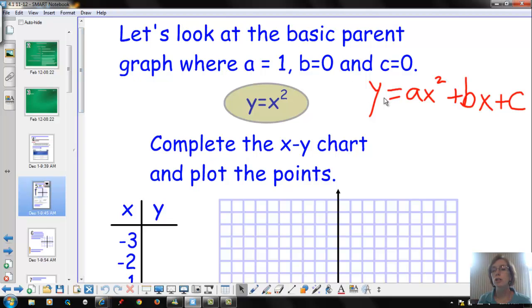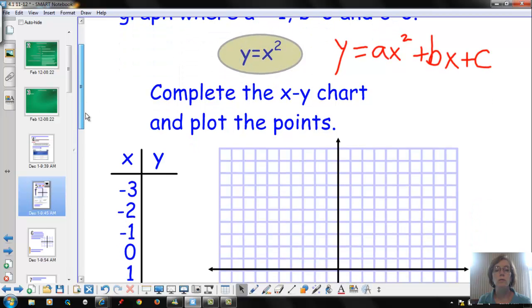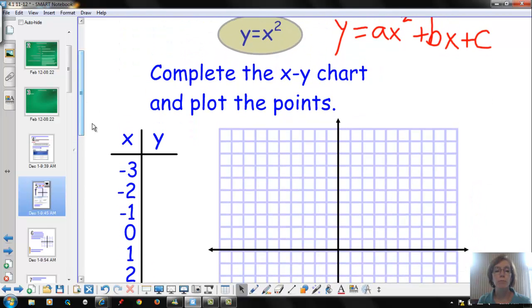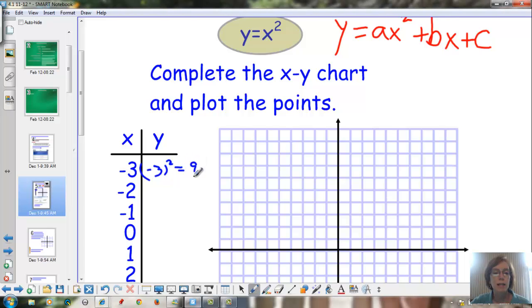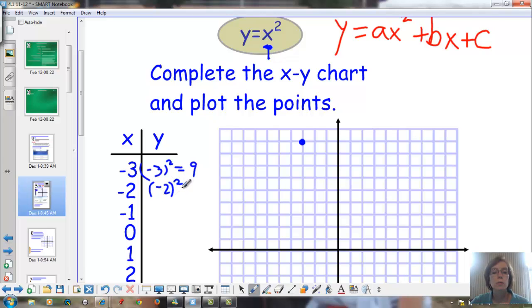So again, this is the general form right here, y equals ax² + bx + c, but the parent function would just be y equals x². If we were going to complete the xy chart and plot points, then we would see that -3 squared, that's -3 times -3, that's going to be a +9. So let's plot that. So -3, 9 is right here. And -2, I hope that you're graphing this also on graph paper. If we plug in -2 for x, we're plugging things in for this x right here. If we plug in -2, then we're going to get a +4. So here's the ordered pair -2, 4.